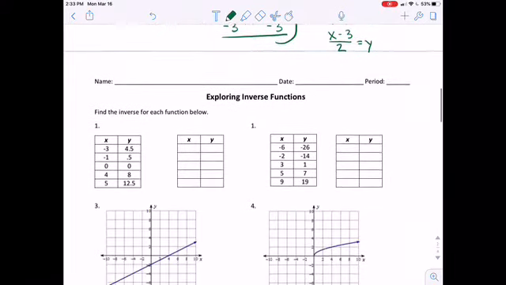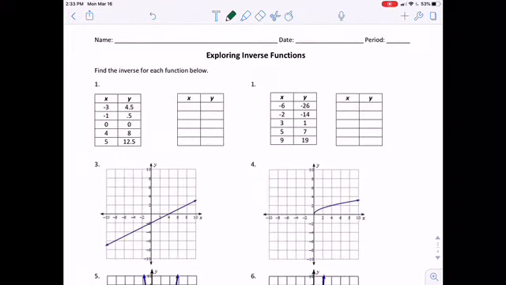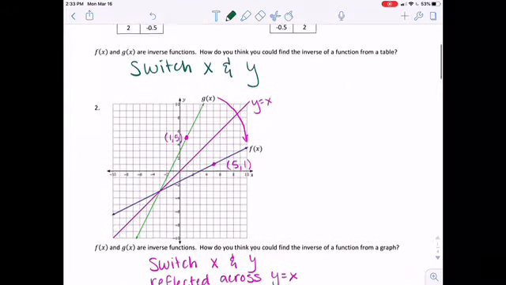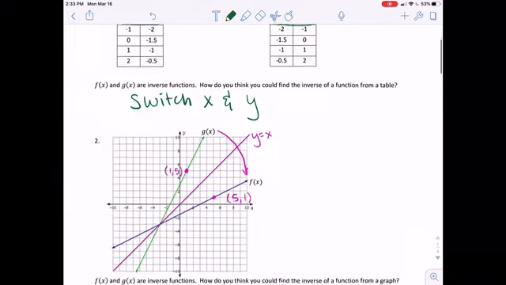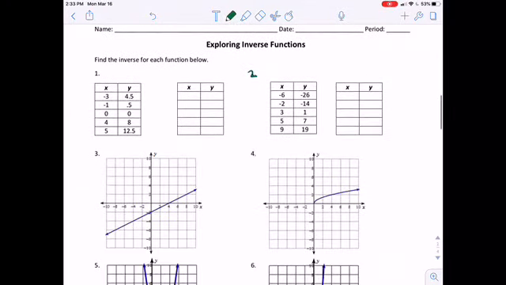Now, on this assignment, you're going to be doing exactly what we just talked about. You're going to be finding the inverse function. Problems 1 and 2 are asking you to find the inverse function from a table. So remember, back in our example 1 up here, when we found the inverse from the table, we just switched the x and y. So you're going to be doing that here on these tables.